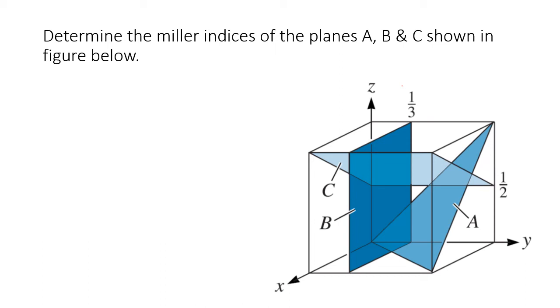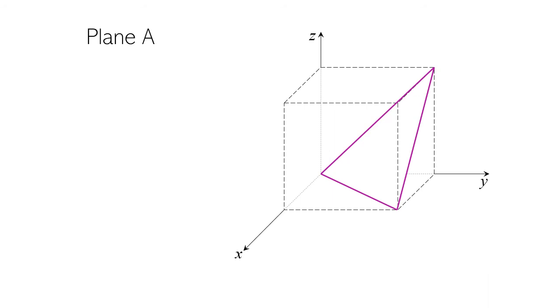Now let us find out the indices of the planes one by one. On this slide, only plane A is shown, and for clarity, the other two planes, plane B and plane C, are not shown here. So that is the plane A. And we want to find out the indices of this plane.